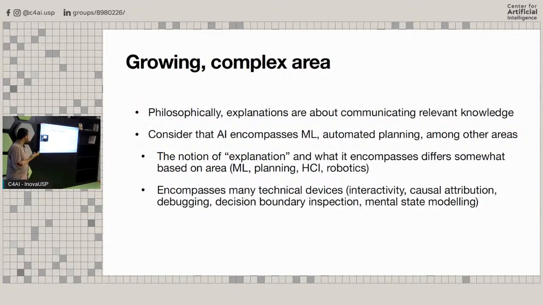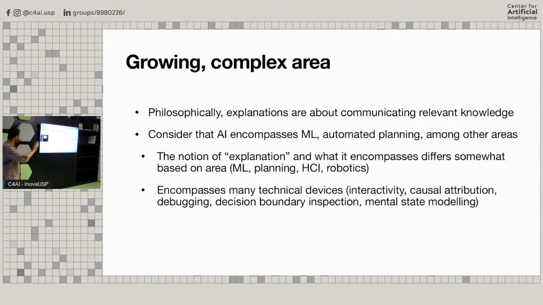So, for instance, there are good arguments now that explanation should ideally encompass some amount of planning, by which I am trying to provide some kind of justification in a sequence of actions that are taken to do something. There's obviously HCI elements, right? Because I'm having an interface between a human and a computer.